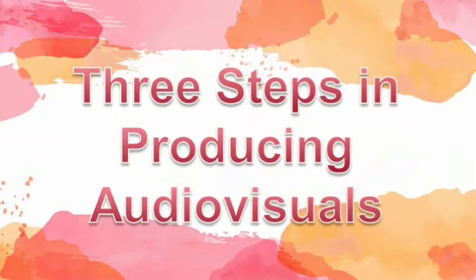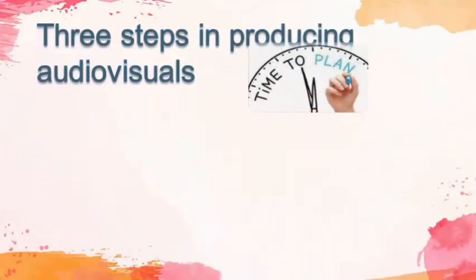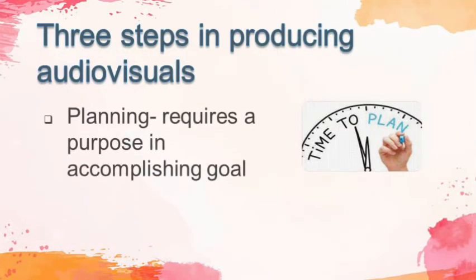Three steps in producing audiovisuals. First is planning. It requires a purpose in accomplishing goals. This can be thought of as determining all the small tasks that must be carried out in order to accomplish your specific goal.